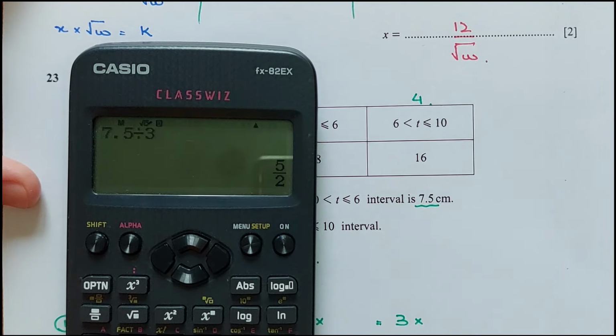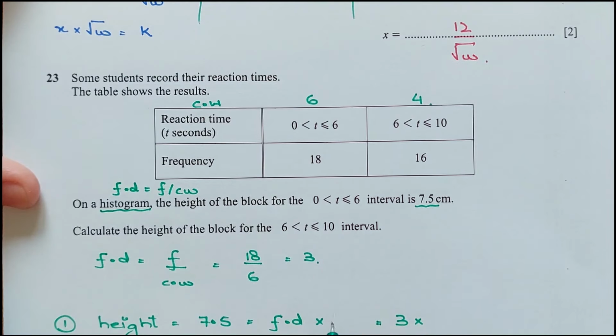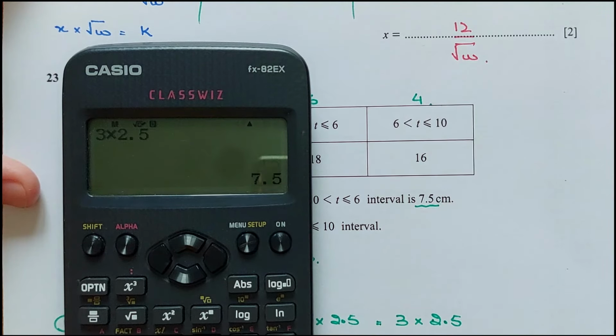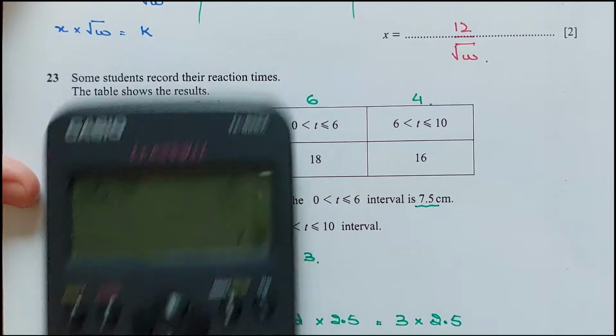7.5 divided by 3 is 2.5. So frequency density times 2.5 will give you 7.5. Double check: 3 times 2.5 is 7.5. That is the height for the first interval.